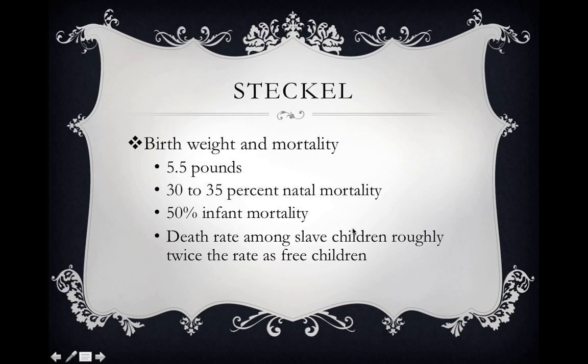And when you take a look at prenatal deaths and postnatal deaths, about 50% of slave births on the plantations that he had records for ended in death. So of every pregnancy, 50% of all pregnancies either terminated in a miscarriage or the baby dying within several weeks after birth. You take a look at that rate and compare that to the poorest individuals, you see the death rate among slave children was roughly twice that of free children.